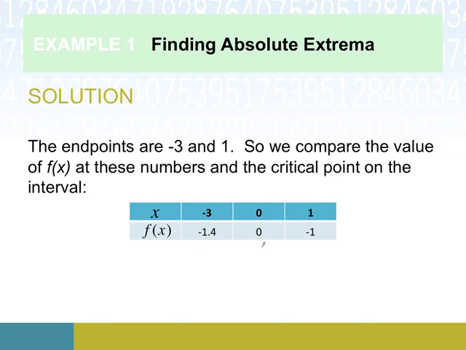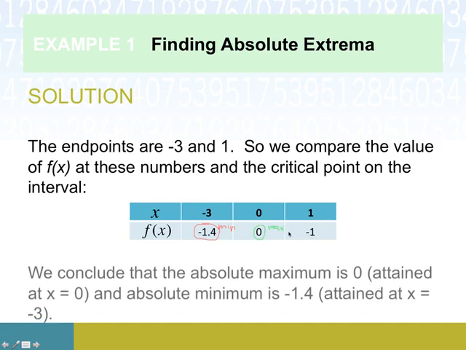We look for the smallest value along this list. So -1.4 is the lowest number. That must be our absolute minimum. And then similarly for x equals 1, let's see, this one's sort of in the middle. And then at x equals 0, we've got an output of 0. And although it seems odd to have 0 be a maximum value, everything else is negative. So this is actually our largest.